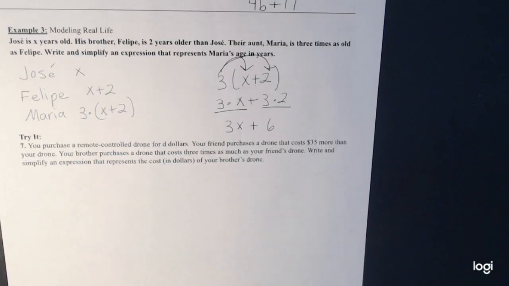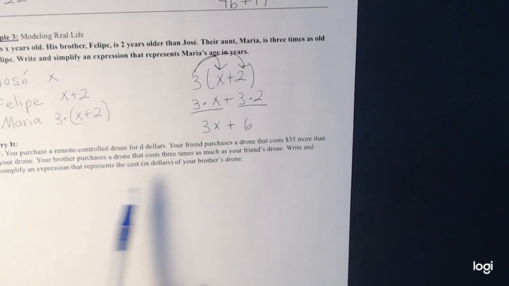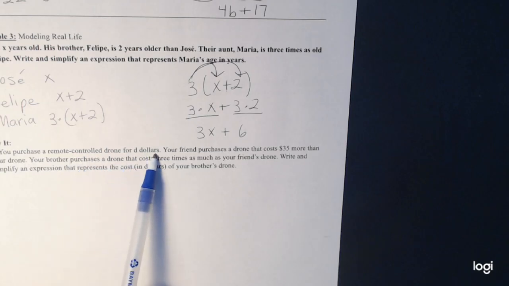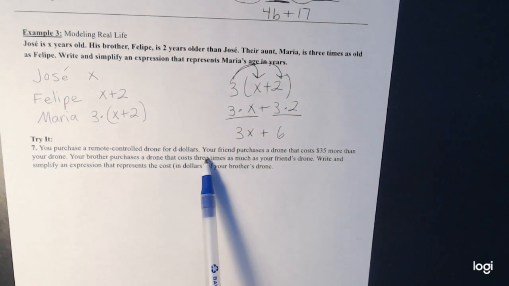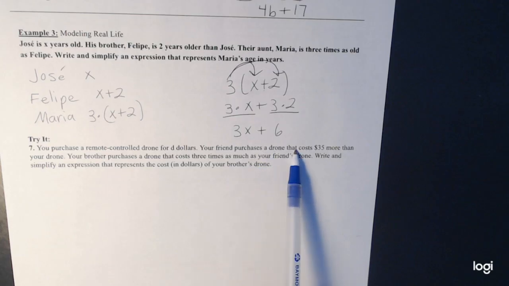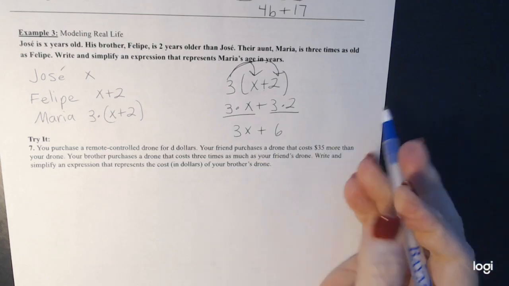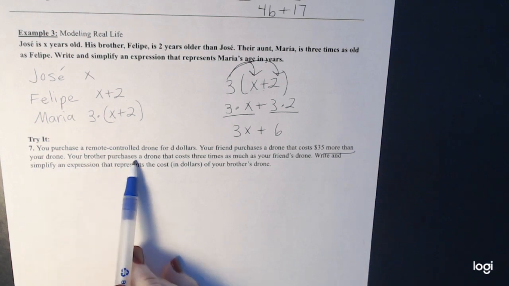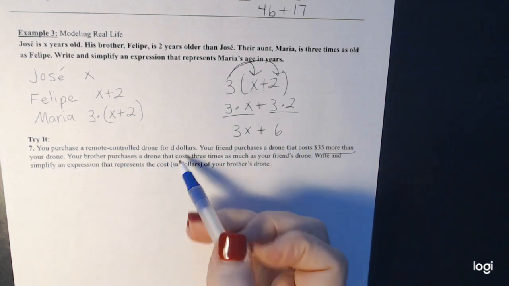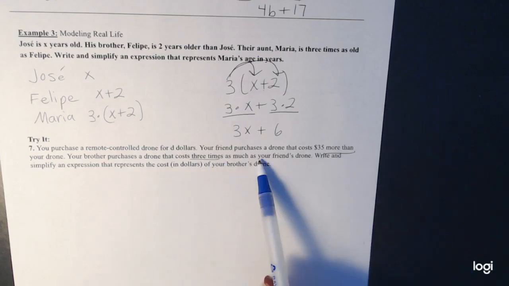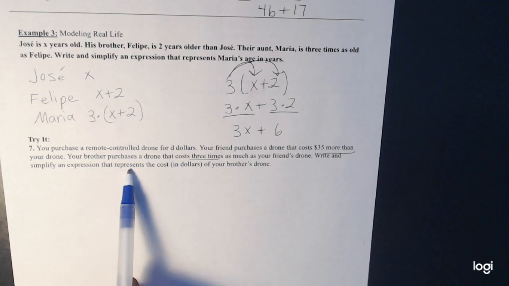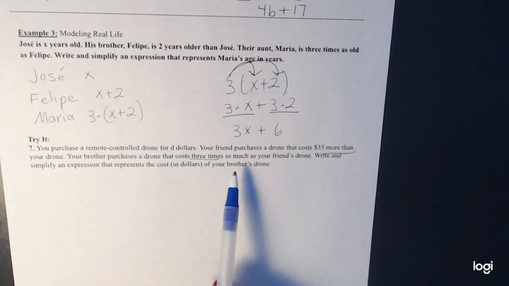All right. Next problem is very similar to the one we just looked at. It says you purchase a remote-controlled drone for $D. Let's put that back there. Your friend purchases a drone that costs $35. Oh, there's that more then. That's plus. Your brother purchases a drone that costs 3 times as much as your friend's drone. Write and simplify an expression that represents the cost in dollars of your brother's drone.